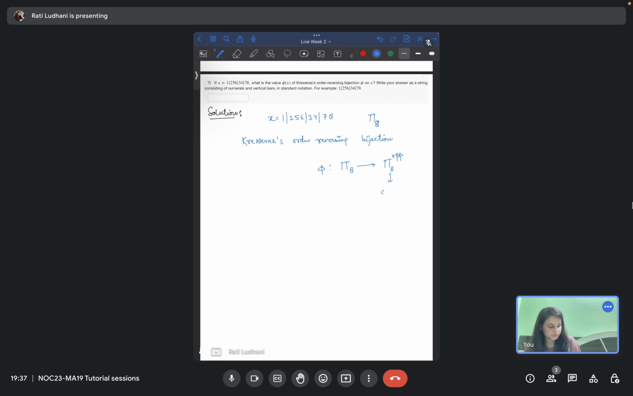So if you have two elements with this relation, then in the opposite it will be the reverse. x is greater than y, exactly. So the order will get reversed. So that is this opposite. So which element should map to this element? That is the question. So phi of x will be what?